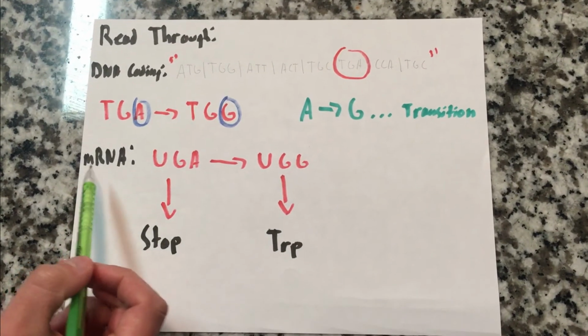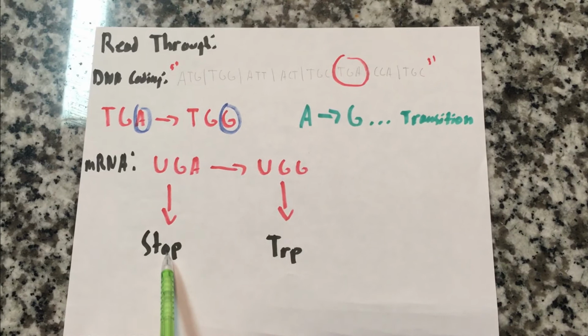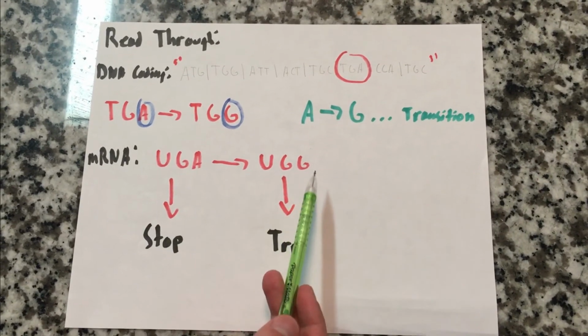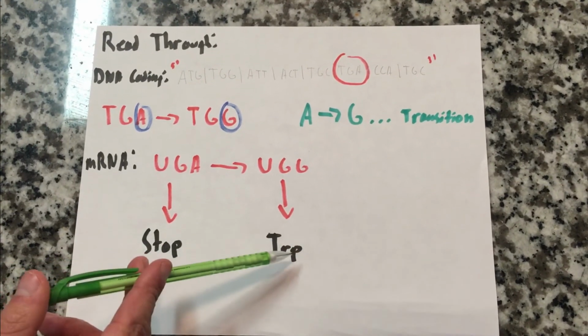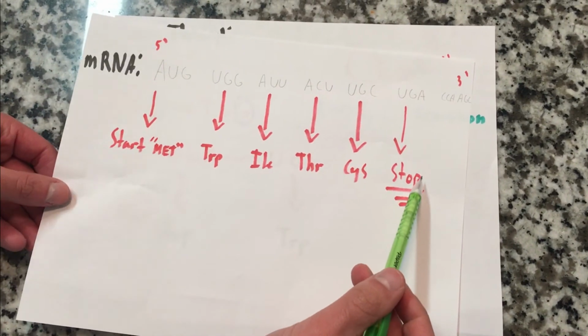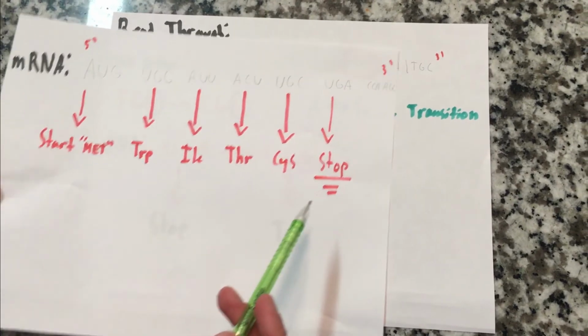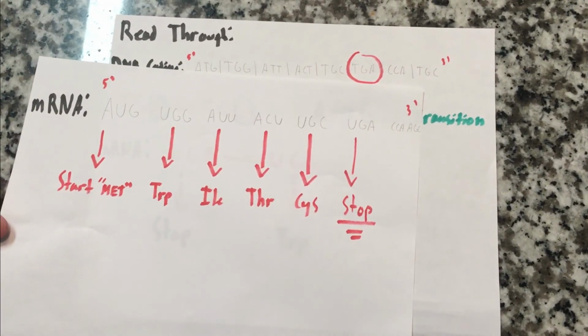And for mRNA, it's going to correlate to UGA, which is our stop codon, and UGG, which is going to be a different amino acid. Because our stop codon over here now becomes tryptophan, this would be called a read-through mutation.